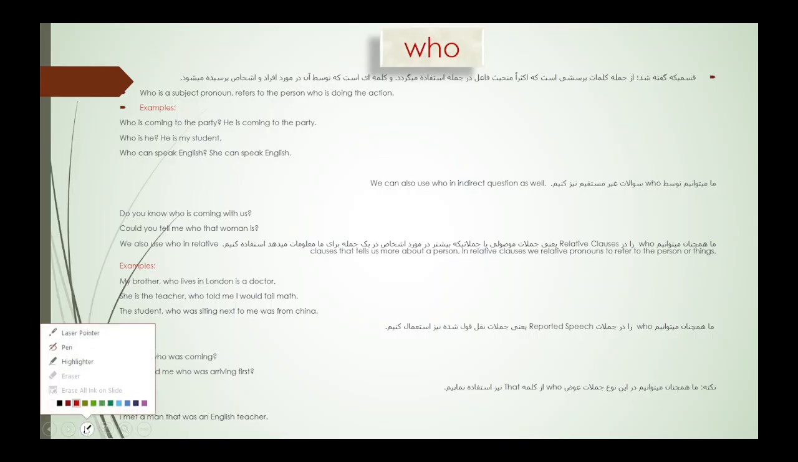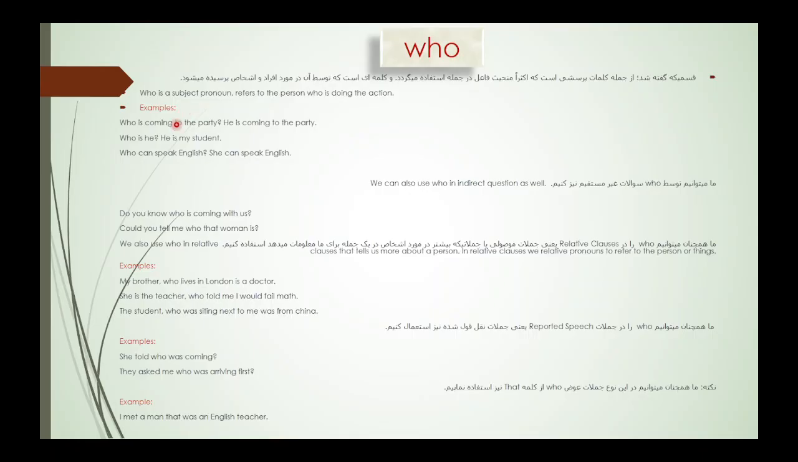Let me choose a point here. Who is actually a subject pronoun. It refers to the person who is doing the action, right? The subject. So let's see some examples of who at the beginning of the sentence as an interrogative pronoun or interrogative word that we can ask about a person in a sentence.